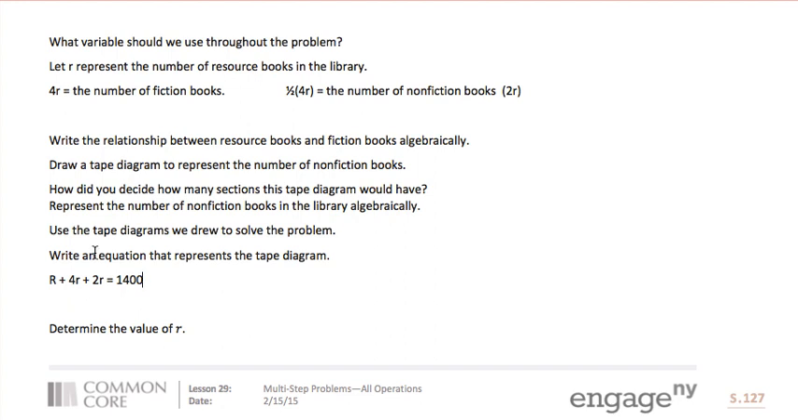From here then we can determine the value of R. And the best way to do that is to first of all look at how many R's we have in this problem. We have 1 R plus 4 more, that's 5, plus 2 more, which is 7 R's. So 7 times R is equal to 1,400. And then, if we divide by 7 on both sides of the equal sign, which is how we would solve this algebraically, we find that R, or the number of resource books, is equal to 200.